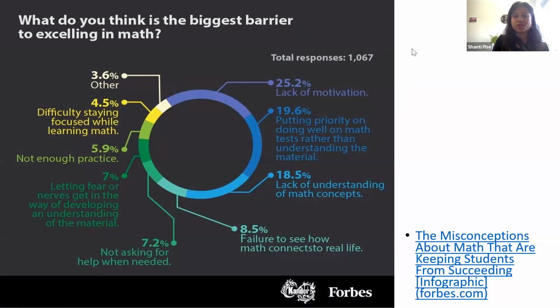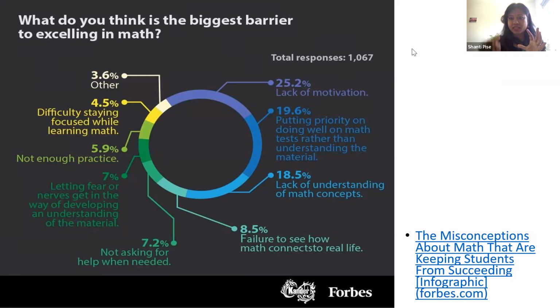And this, as I told you, this was more than 1,000 teachers or 1,000 students who were given this question, and maximum यानी कि 25% लोगों को, बच्चों को ऐसा लगता है कि lack of motivation. Can you imagine? 25% people think that lack of motivation. 19 to 20% think that math test के ऊपर ज्यादा force है rather than understanding. And of course, as you all said, that lack of understanding of math concepts.